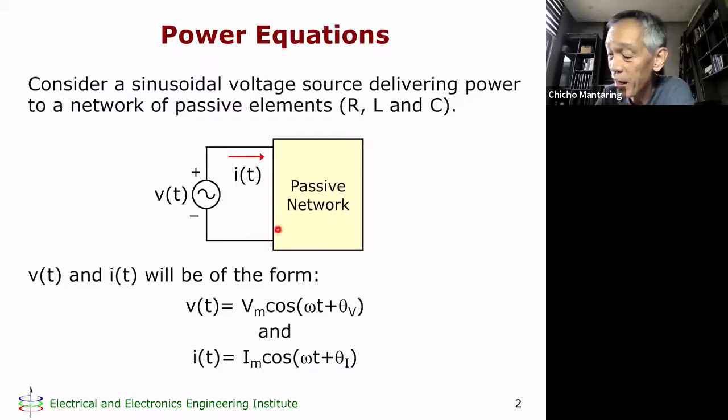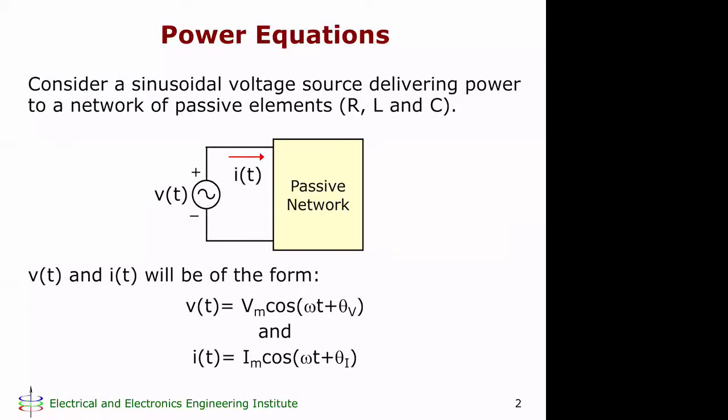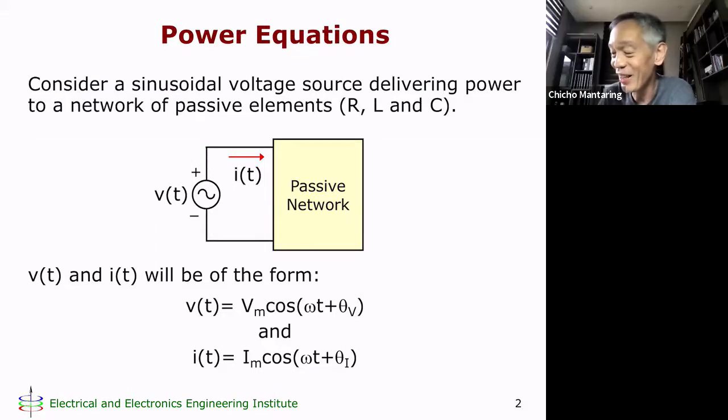But this is a passive network. So how is that possible? Where is the power coming from? Can I hear somebody else? Where does that power come from? Anybody with any idea? Sir, the energy stored in the inductor and capacitor? Very good, yeah. So that's actually coming from the energy that is stored in the inductor and capacitor.